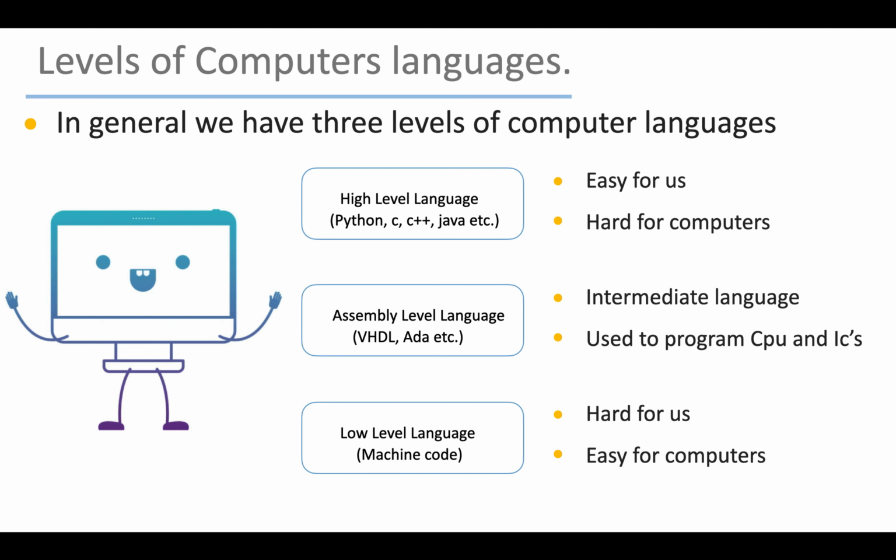And then lastly we have the assembly level language. It consists of languages like VHDL, ADA, etc. These are the intermediate languages that are neither easy for us to understand nor easy for the computers. They are used to program ICs and CPUs. If you are using any microcontroller, then its brain, which is the functioning element of the microcontroller, is programmed in assembly level languages. The CPU that we use in our computers is also programmed in assembly level languages.